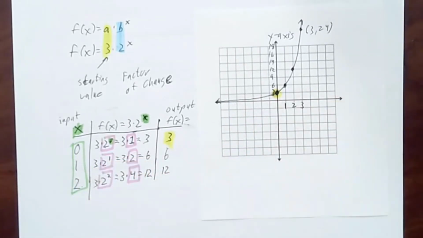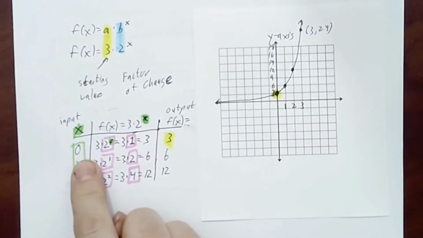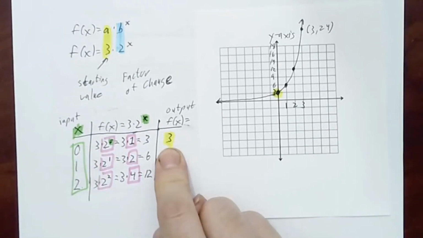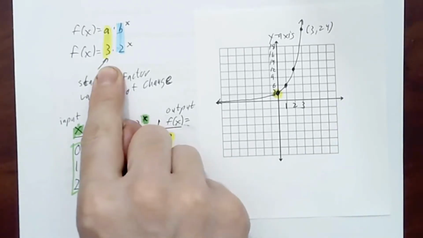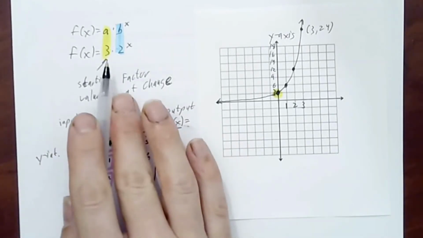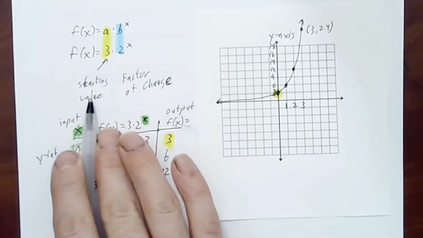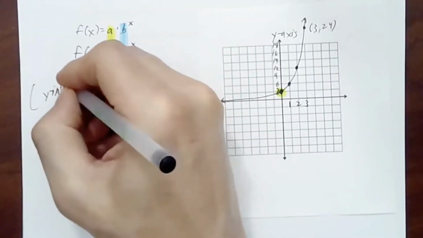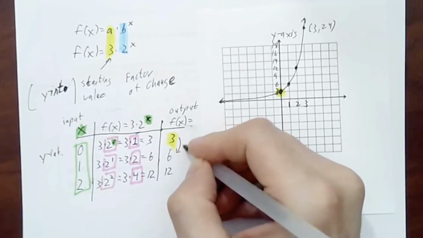Now, a couple things I want to point out. I've already pointed out one of the more important things, which is that this 3, this a value, also happens to be my y-intercept. So when you're looking at these exponential functions, this a value, this starting value, is another name for my y-intercept. This factor of change is how the output values are increasing. We are multiplying by 2.